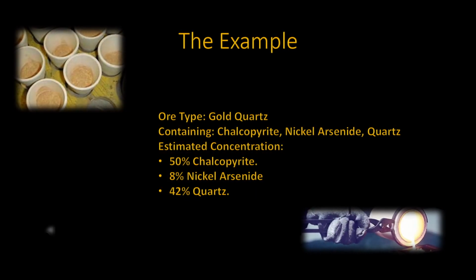The example I'm going to use is a typical gold quartz type of ore. The precious metal concentrations within this ore are to be determined and is not subjected to any flux calculations. It is assumed that the person that will be conducting this experiment has estimated the ore as consisting of 50% chalcopyrite, 8% nickel arsenide, and 42% quartz.